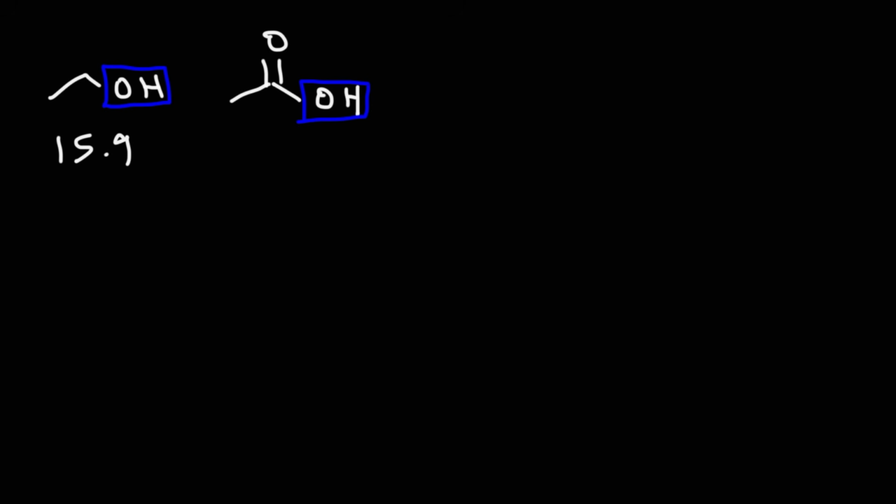Now let's move on to carboxylic acids. Let's compare acetic acid with ethanol. So that's ethanol, and this is acetic acid. What's going to happen to the pKa of the OH group when we introduce the carbonyl functional group? The pKa of ethanol is 15.9, but for acetic acid, it's around 4.75, 4.76 in that area. As you can see, it's much more acidic.